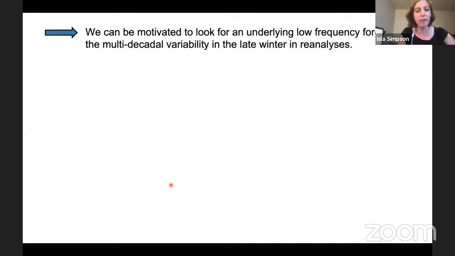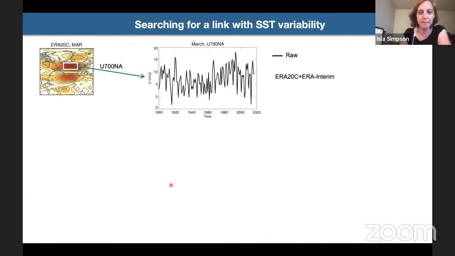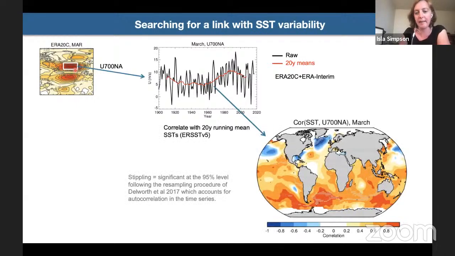And so we can be motivated to try and understand what's going on in the real world. An obvious thing to look for is whether there's a connection with sea surface temperature variability. So if we take our winds here in the North Atlantic box in March and calculate the 20-year running mean and then correlate that with sea surface temperatures globally, this is the pattern that you get.